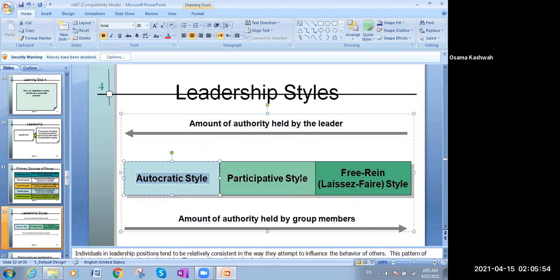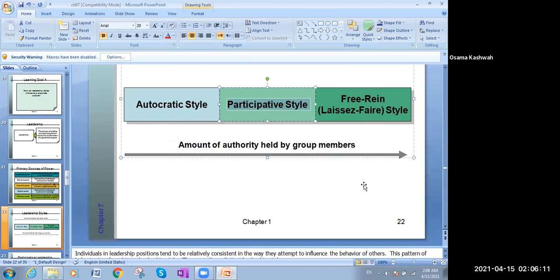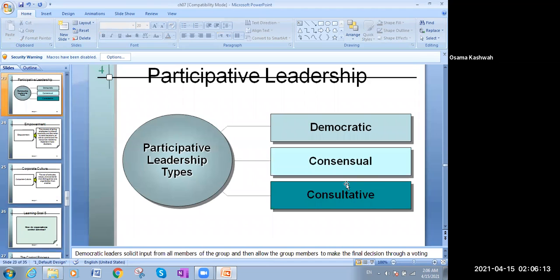Okay. Participative style, this is a kind of manager or leader who allows participation by the employees, and he considers himself one of them. Free rein or laissez-faire style, this is the third style. The decision is done, and he's one of the group, and he's just like not having a specific role in ordering or whatever.